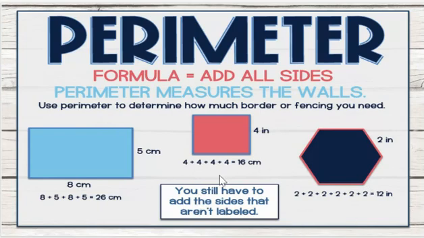Notice this note down here at the bottom. It says you still have to add the sides that aren't labeled. That's where people get tricked a lot. Sometimes people get confused with area, but the other big mistake people make is if all the sides aren't labeled in the problem, people skip them, and you can't. To find the perimeter, you've got to add up that whole fence or all the walls, the whole outside.